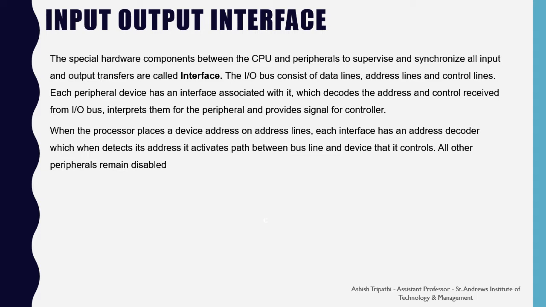When the processor places a device address on the address line, each interface has an address decoder which, when it detects its address, activates a path between the bus line and the device that it controls. All other peripherals remain disabled. So here we can see that between the CPU and the input-output device like the keyboard, there is an interface, so that whenever any data is to be read from the keyboard, the address line is activated and the control is signaled to the keyboard.